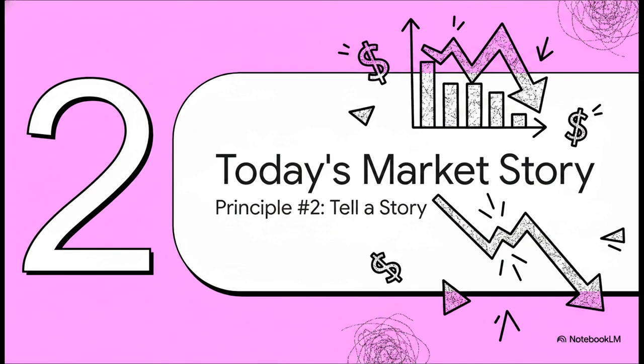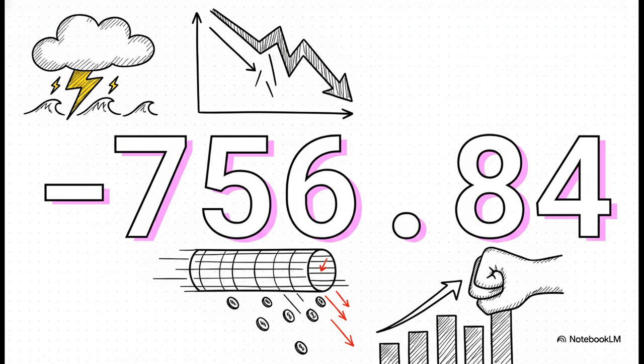And I'm not talking about just listing off a bunch of facts. You need to find the single most important narrative of the day and build everything around that one idea. Keep the language simple, stick to one core concept at a time. And for today, well, our story is all about a sharp, really painful drop. So, how do we start that story?